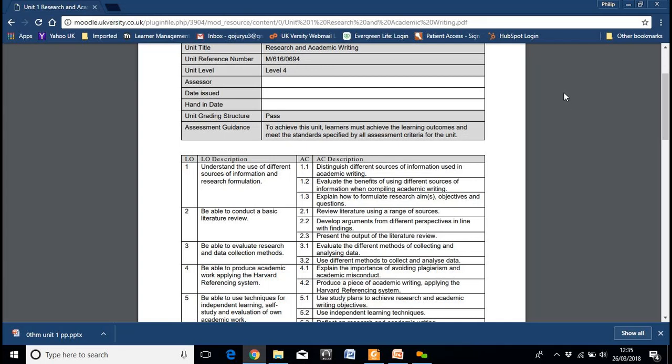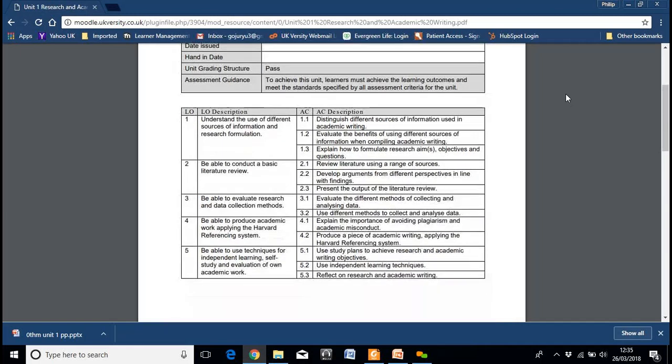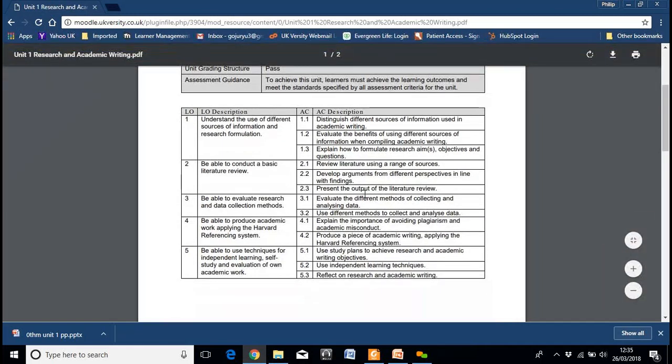So again, once you've done that literature review, you then will look at presenting the output of the literature review. In other words, saying what you've said and what other people have said about the subject and what you're going to do about it. You then look at evaluating the different methods of collecting and analysing the data that's produced or you've read. This will be a reflective view of what you think of the previous work that's been done on the question, and look at the way you're going to collect your evidence.